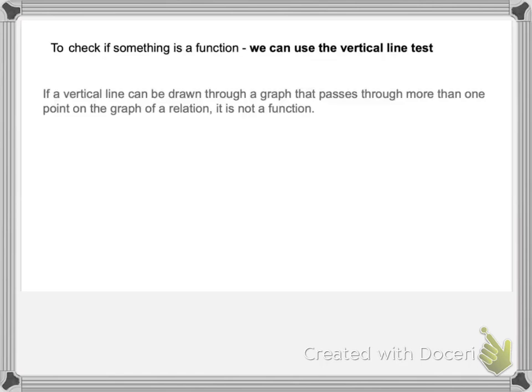To check if something is a function, we can also use a vertical line test. If a vertical line can be drawn that passes through more than one point on the graph of a relation, it is not a function. So what we can say if a vertical line... my pen isn't working today, guys. I apologize. Let's try this again.